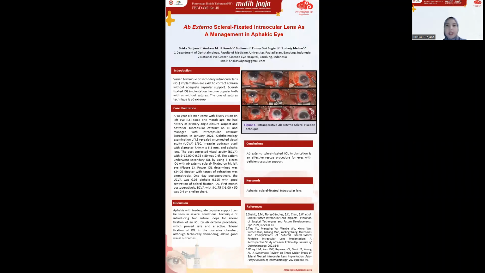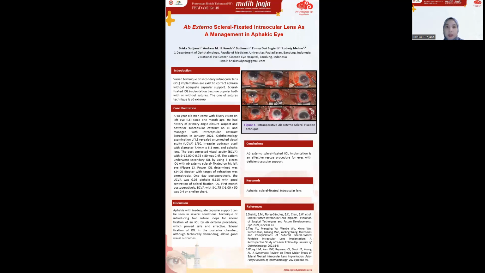Now, I would like to present my case with the title External Scleral Fixated Intraocular Lens as a Management in Aphakic Eye. As the introduction, there are various techniques of secondary intraocular lens implantation, especially for aphakic patients without adequate capsular support. Loss of the capsule can occur in the context of complicated cataract surgery, trauma, or inherited conditions such as Marfan syndrome or pseudoexfoliation.